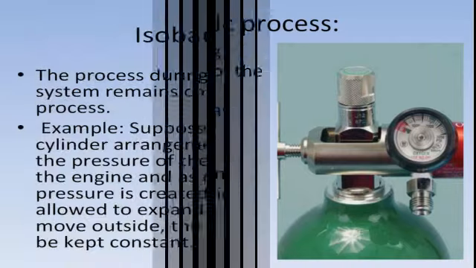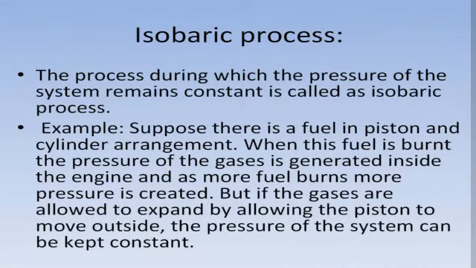And the last process is the isobaric process. The process during which the pressure of the system remains constant is called an isobaric process. Example, suppose there is a fuel in piston and cylinder arrangement. When this fuel is burnt, the pressure of the gases is generated inside the engine, and as more fuel burns, more pressure is created. But if the gases are allowed to expand, by allowing the piston to move outside, the pressure of the system can be kept constant.